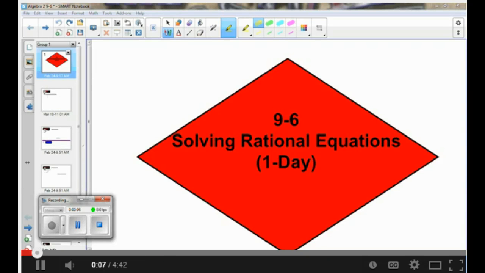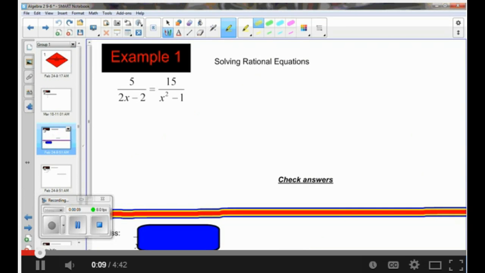To solving rational equations. Now the reason this is a rational equation is I've got a rational expression here, a second rational expression here, and in the middle we've now got an equation. So we're going to see a couple of different techniques here that we can use to solve this. The first one that we're going to see here is we're going to use cross multiplying.